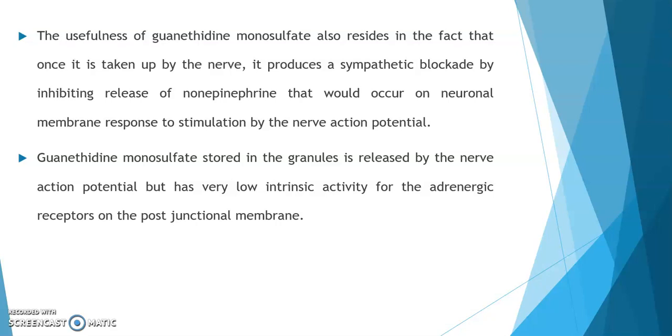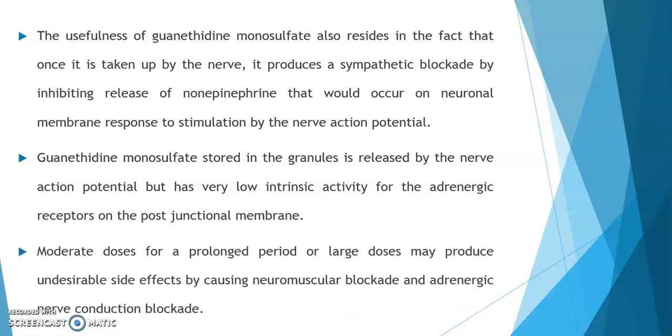Guanethidine monosulfate stored in the granules is released by the nerve action potential but has very low intrinsic activity for the adrenergic receptor on the post-junctional membrane. Moderate doses for a prolonged period or large doses may produce undesirable side effects by causing neuromuscular blockade and adrenergic nerve conduction blockade.